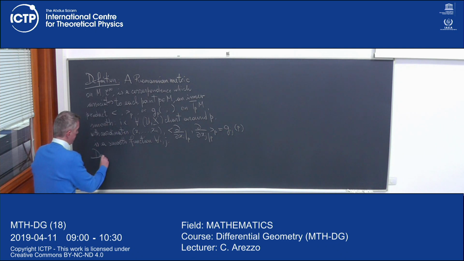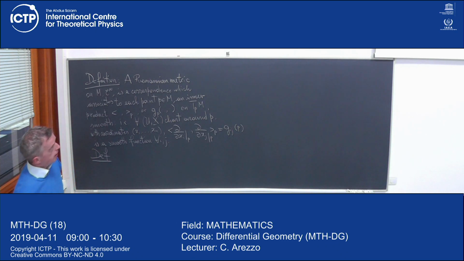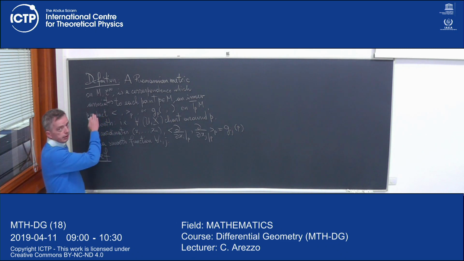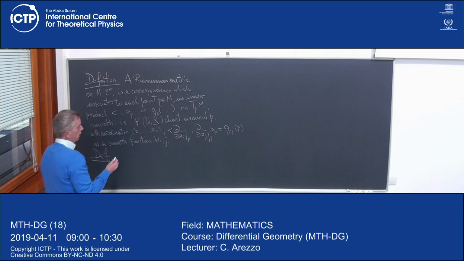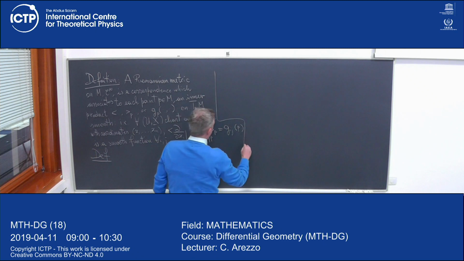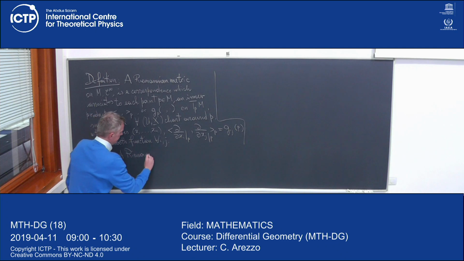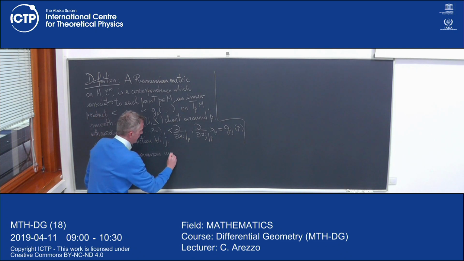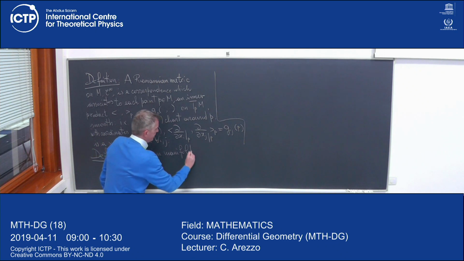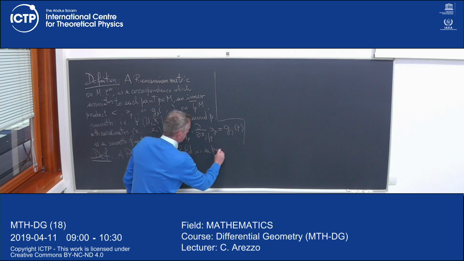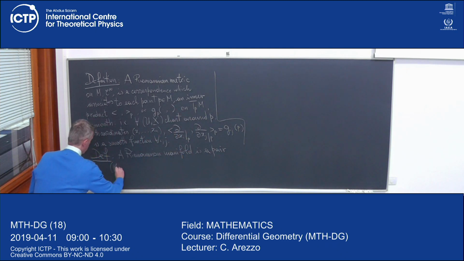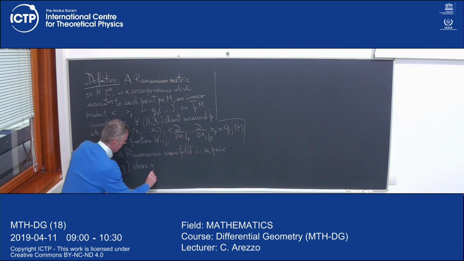So now the objects that we are going to study are not just M, but it will be the pair. So from now on, a Riemannian manifold is a pair (M, g). M, and now you choose your favorite notation, either I put the brackets, or I prefer this one, okay? Where g is a Riemannian metric.